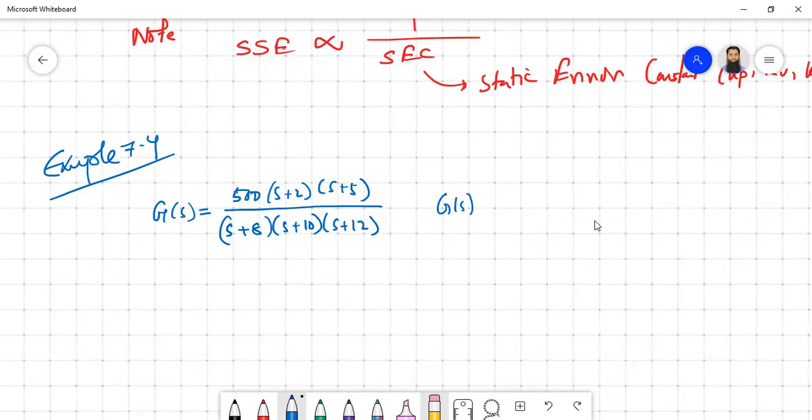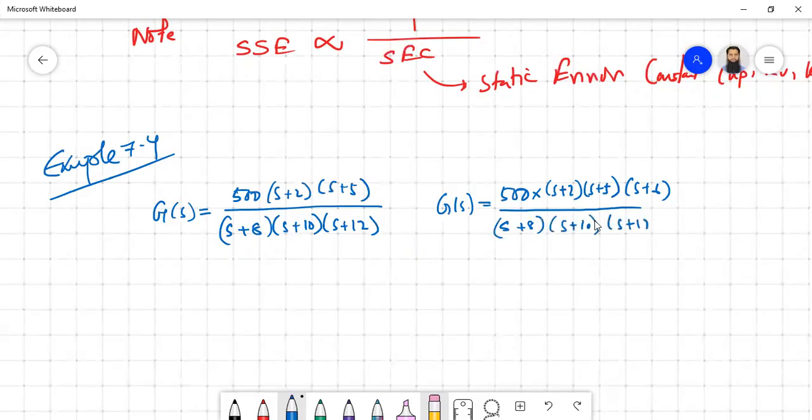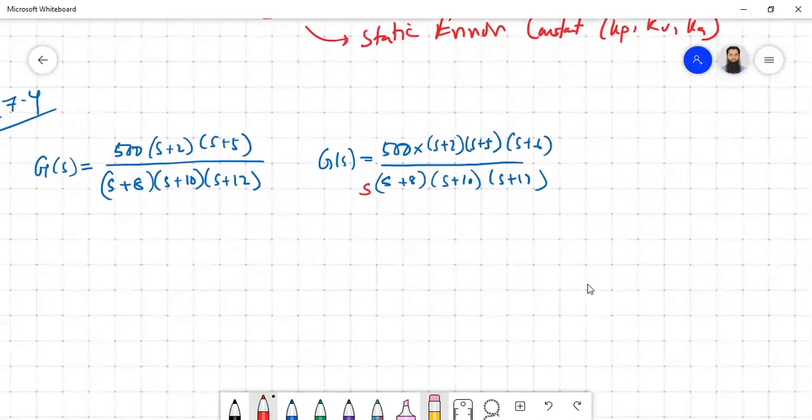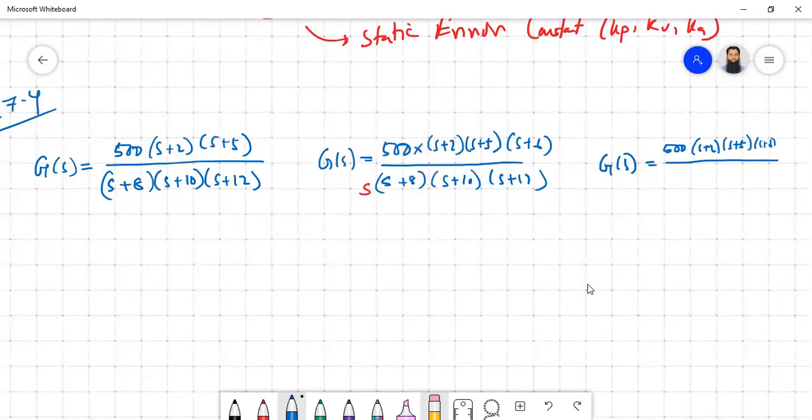The second one is 500 into (s plus 2), (s plus 5), (s plus 6), divided by s, (s plus 8), (s plus 10), (s plus 12). The change is this one, we have s here. And the third one is G of s equal to 500 into (s plus 2), (s plus 5), (s plus 6), and (s plus 7), divided by s squared, and the rest of the parameters are the same: (s plus 8), (s plus 10), (s plus 12).